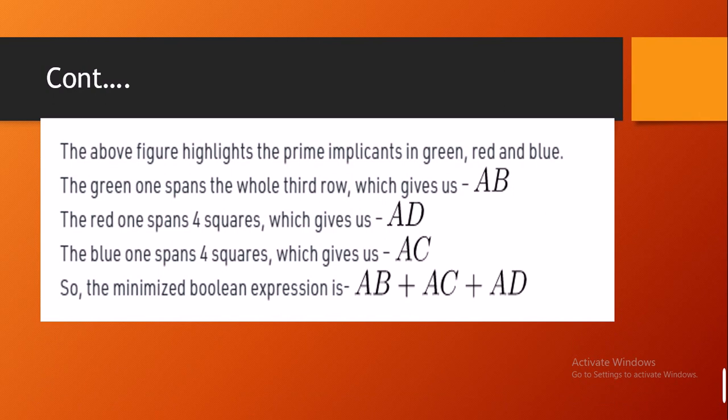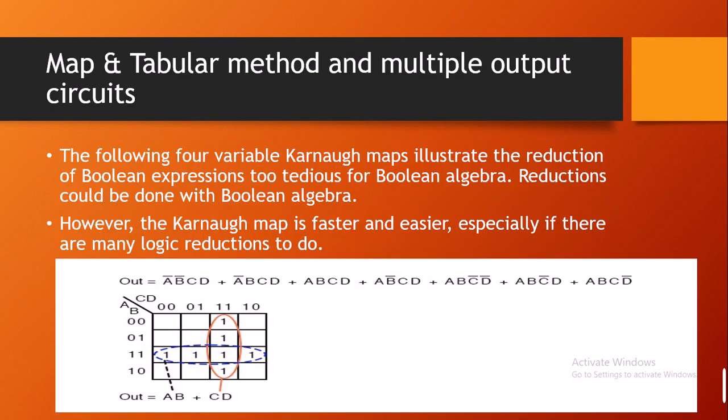The green spaces give AB. If you see the third row, it gives us AB, the red 4 squares give AD, and the blue 4 squares give AC. When you minimize the Boolean expression it becomes AB, AC and AD. So this is how it's done. In the second example you can see it more clearly. We always look for 4 ones and make a group of pairs in K maps.